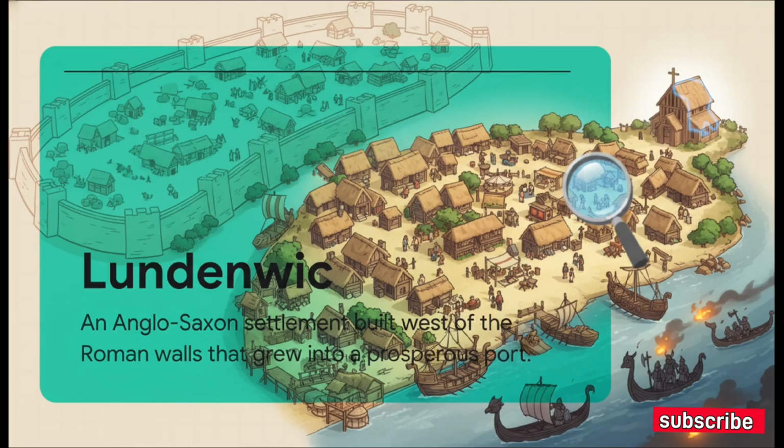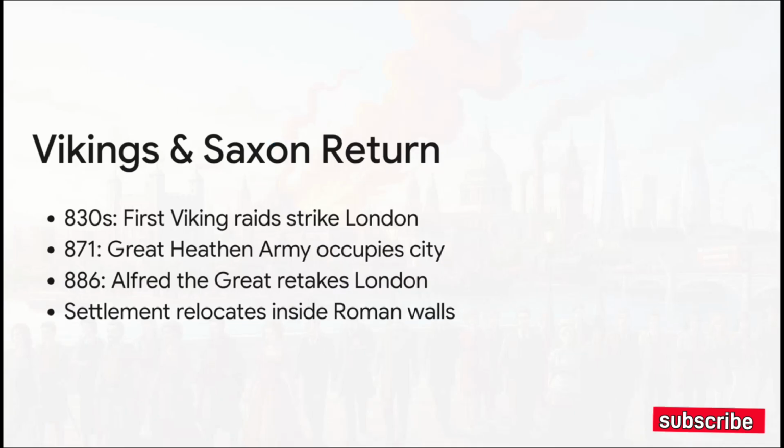But unfortunately, all that incredible commercial wealth and religious treasure made them a highly attractive target for overseas pagan raiders. Enter the Vikings. The 830s saw the very first Viking raids strike London, and the violence just escalated. By 871, the Great Heathen Army actually occupied the city. It wasn't until 886 that English forces, led by King Alfred the Great, managed to take London back. And what was his grand strategy? He forced the entire population to move back inside the safety of those ancient, abandoned Roman walls. This brilliantly brought the city back to its original footprint.